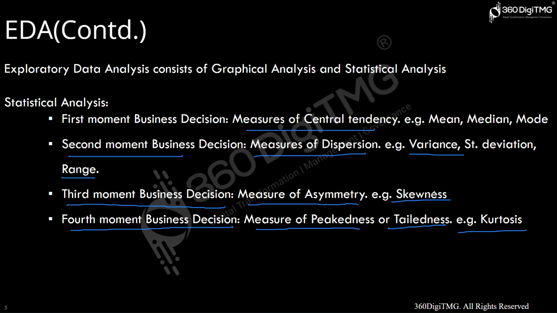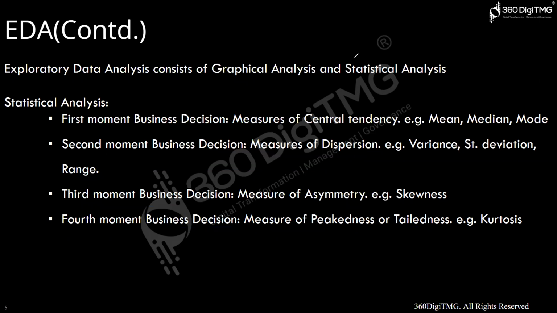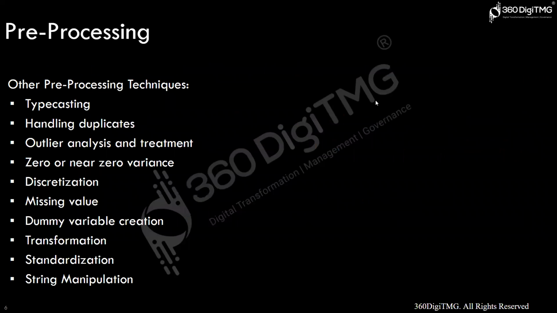So there are four moments of business decision, guys. We have the first moment, second moment, third moment, and fourth moment business decisions. Okay, these are the four stages of business decision, guys. Four stages of decisions. Okay, be aware of that, guys. We have four stages of decisions. Okay, so moving on, let me explain about typecasting. So here we have pre-processing, guys. We have come to pre-processing.